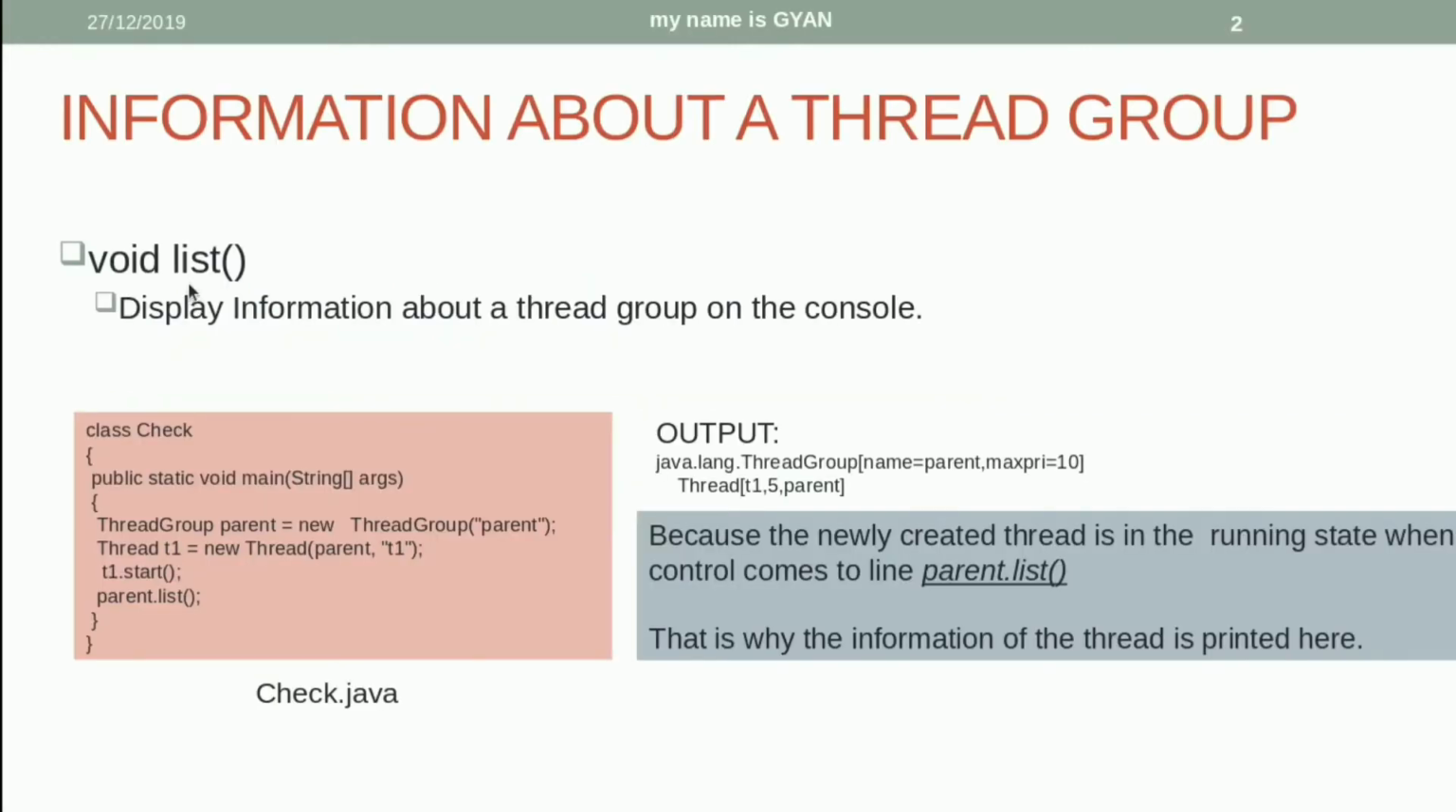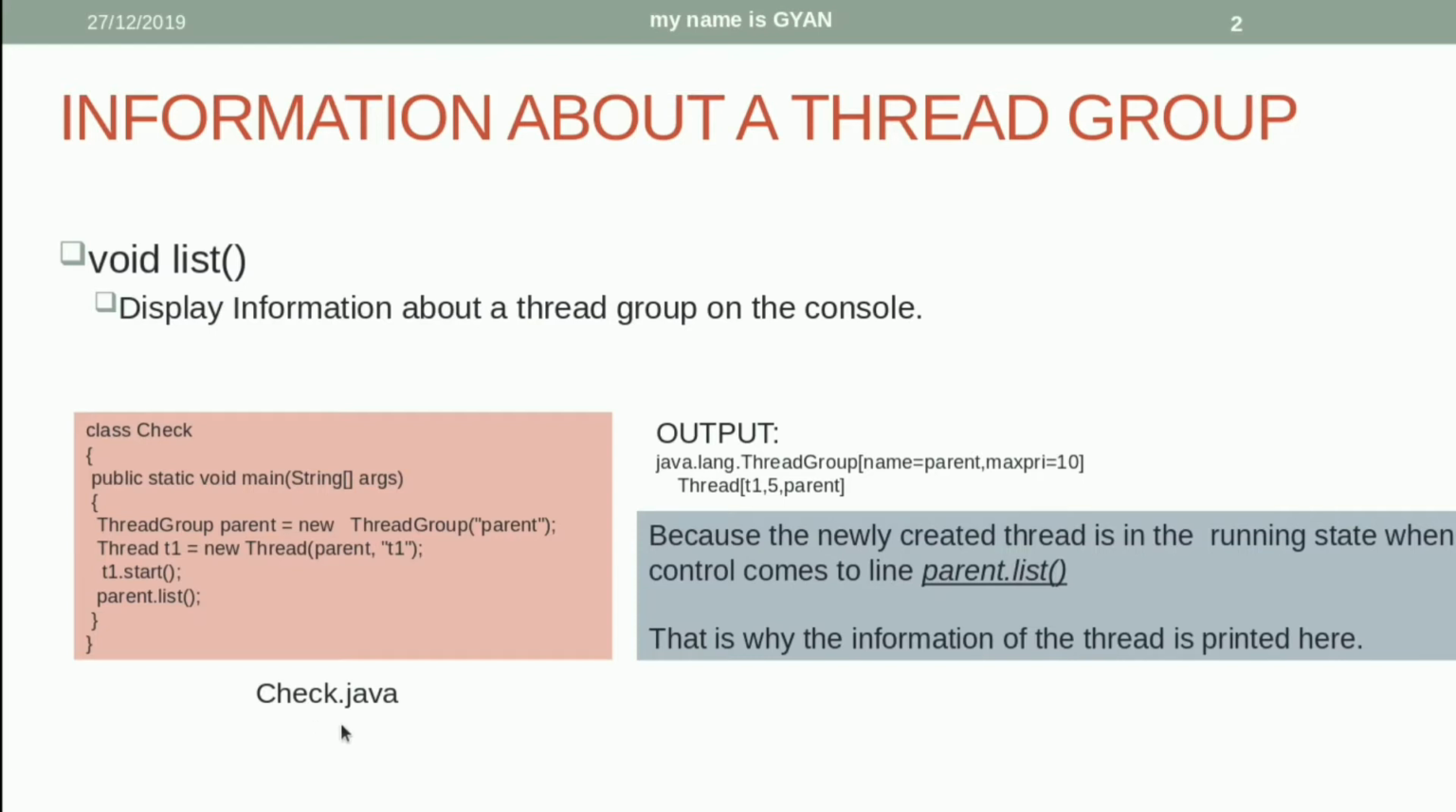The list method is present in the class ThreadGroup, which returns void. The list method displays information about a thread group on the console. That means the list method does not return anything. When we call the list method, it itself prints the information about a thread group on the console.